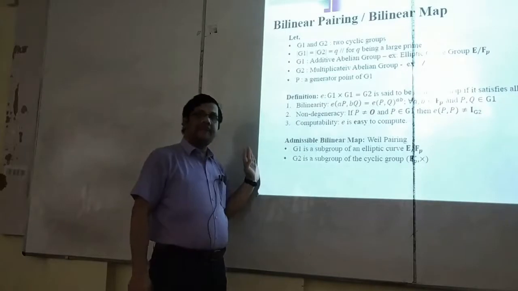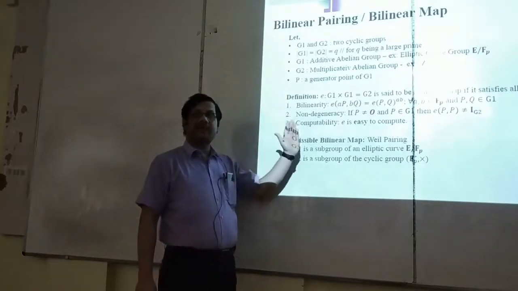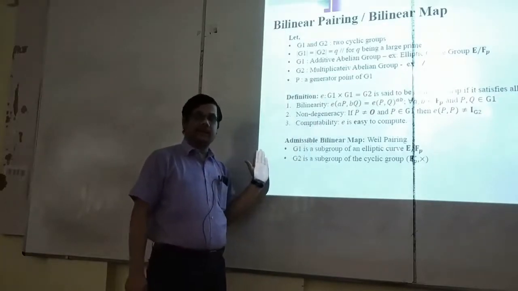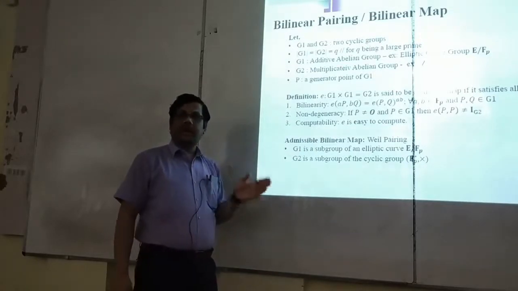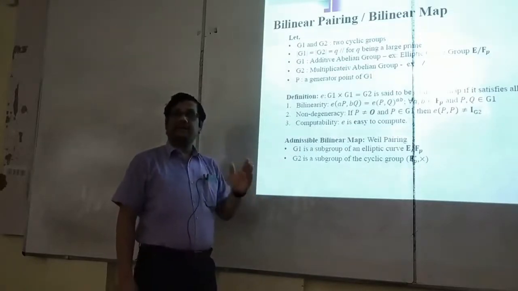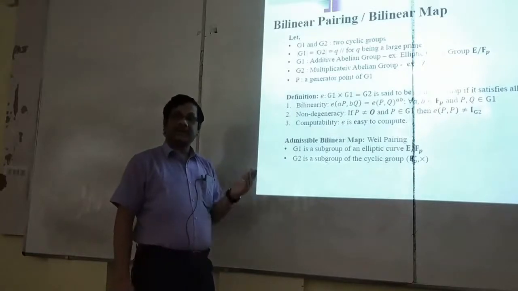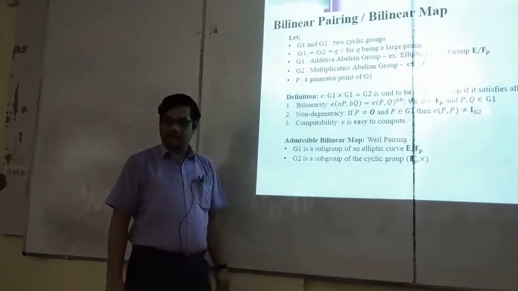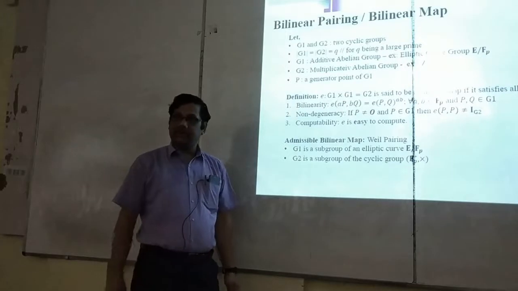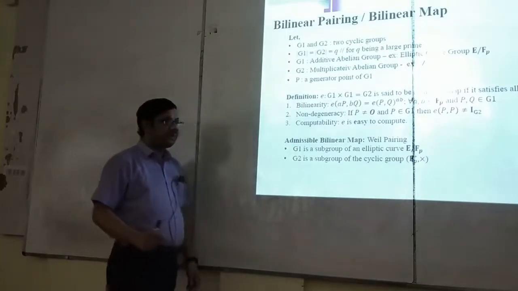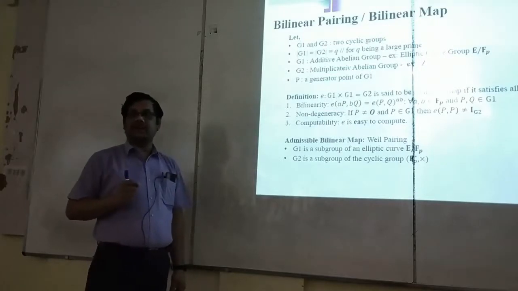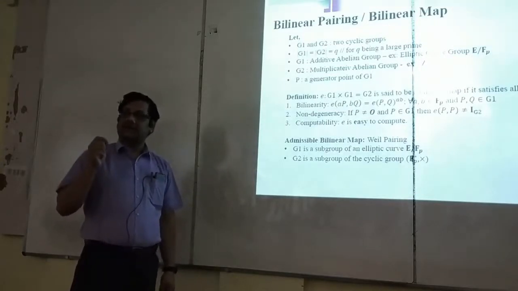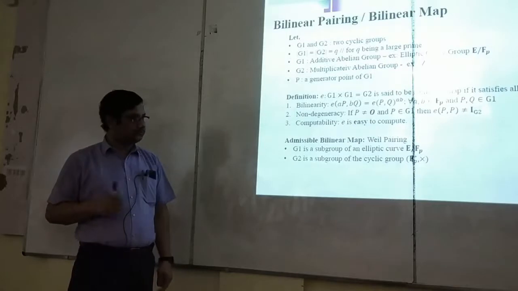As a special case, examples of G1 and G2 are: G1 in general is an additive abelian group and G2 in general is a multiplicative abelian group. In the special case, G1 is an elliptic curve group, which is also an additive abelian group, and G2 is our FP, ZP with multiplication, which is also a multiplicative group.